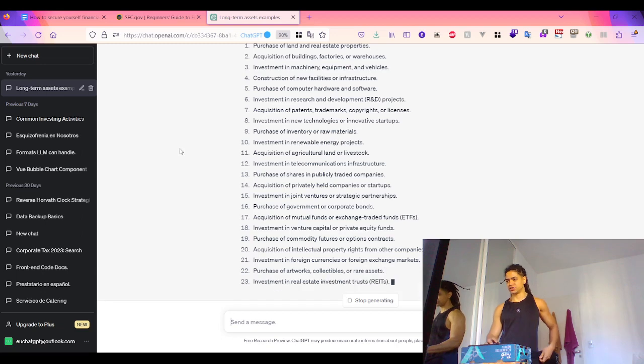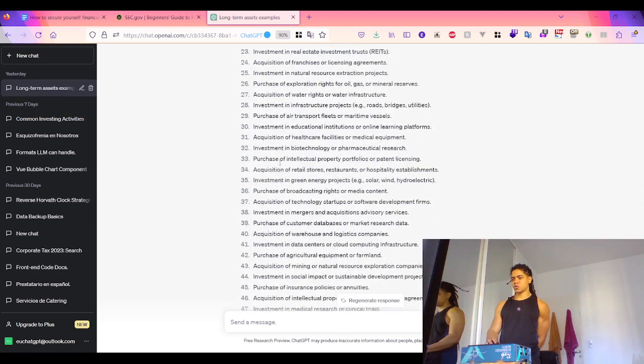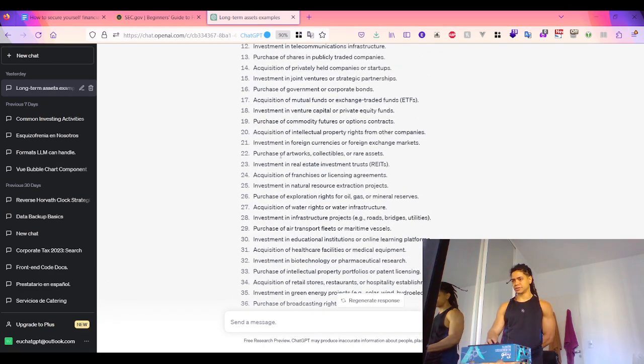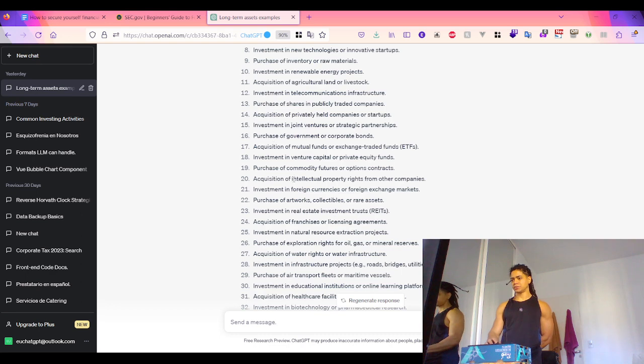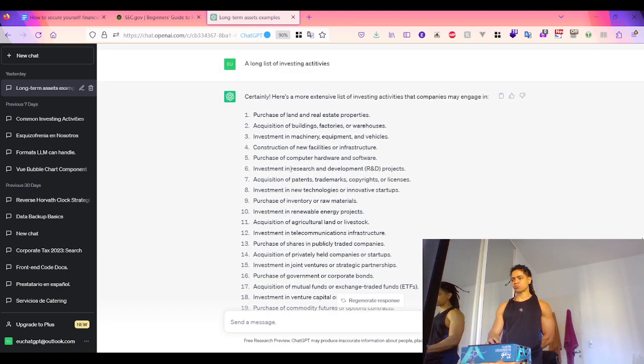Investment in telecommunication infrastructure, purchase of sales and policy trade companies, acquisition of privately held companies or startups, investment in joint ventures or strategic partners, purchase of a government or corporate bond. Purchase and investment. Investment in real estate investment trusts. Acquisition of mutual funds or exchange traded funds. Investment in research and development projects.